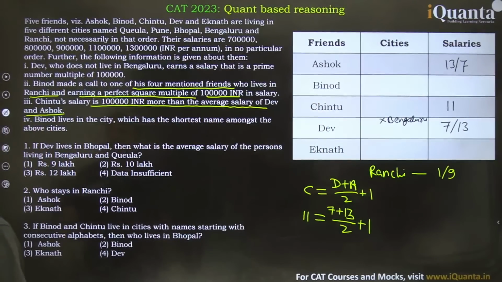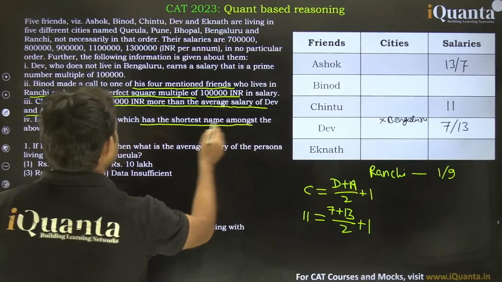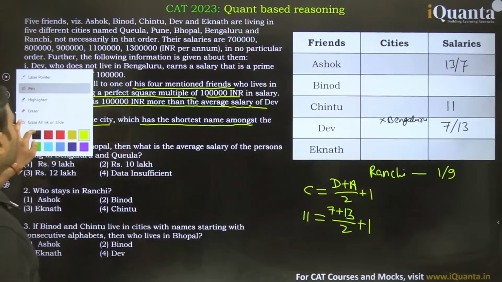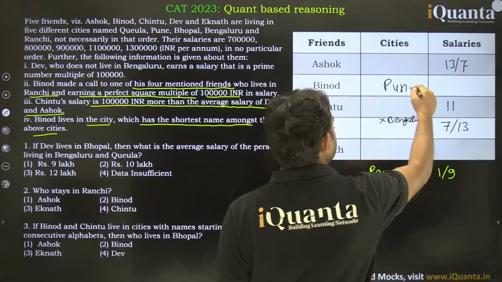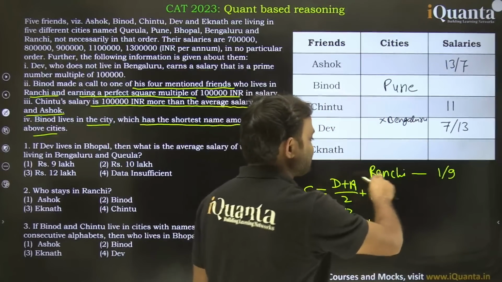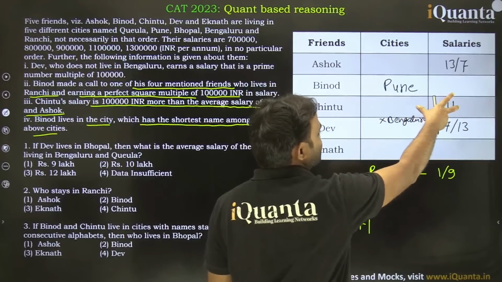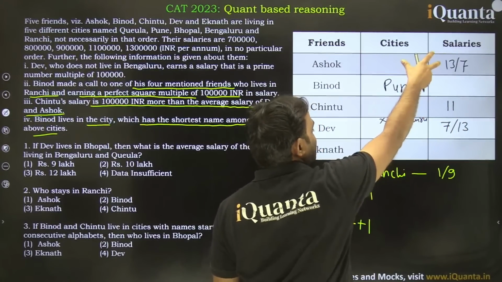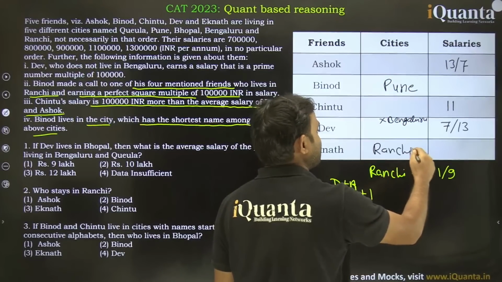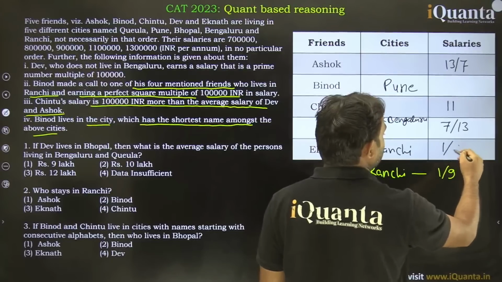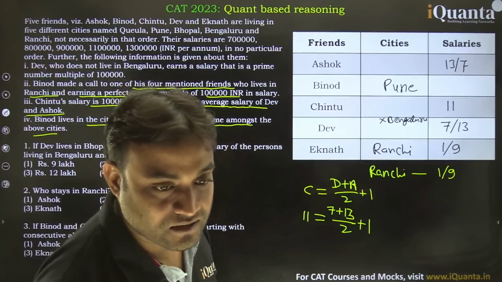Now, next last line, it says Vinod lives in the city which has the shortest name among the above cities, which means Vinod lives in Pune. Pune will be here. Now where can we put this information? You cannot put 1 or 9 here, and you cannot put Ranchi here. So the only possibility is Eknath is living in Ranchi and earning either 1 lakh or 9 lakh.